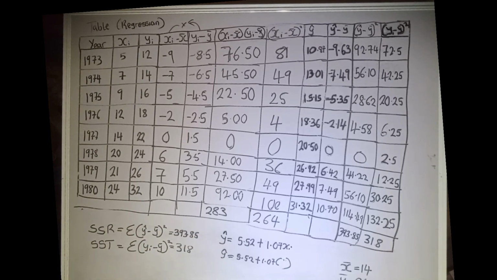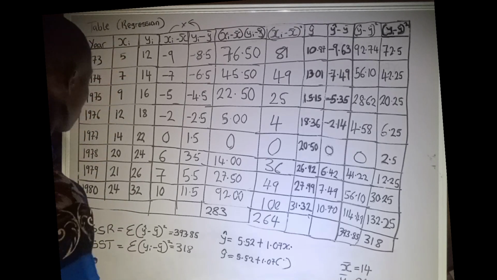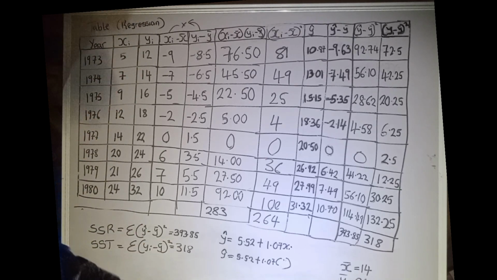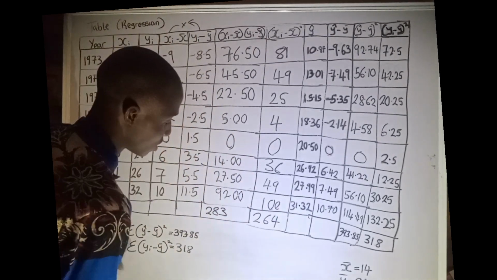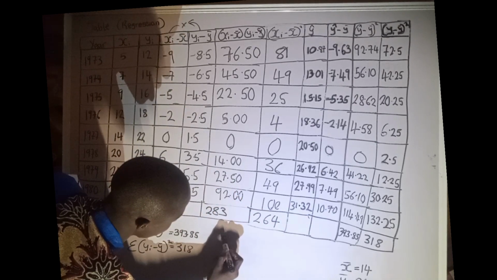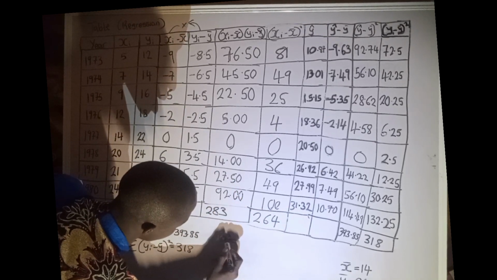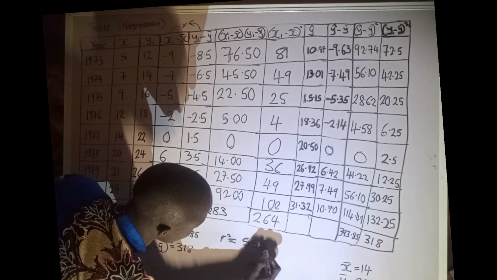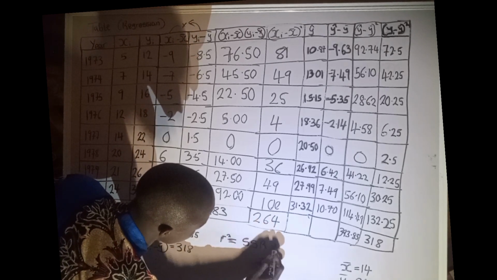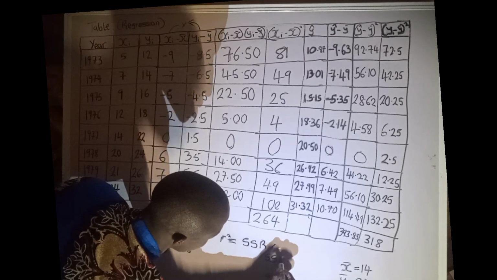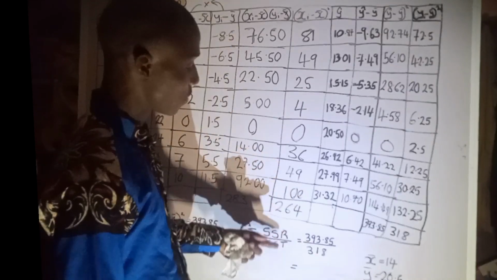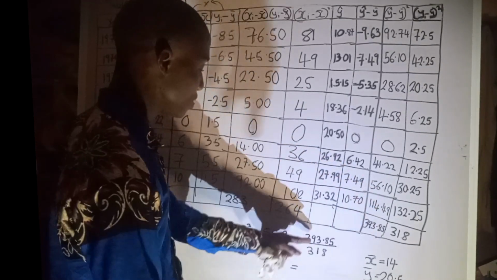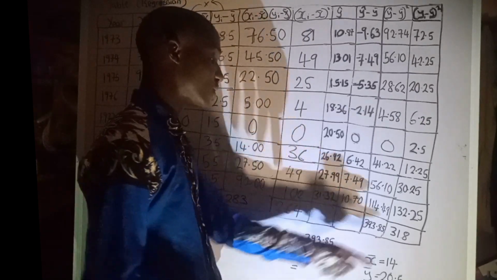Okay. I've already gotten the value of my sum of square due to regression and the total sum of square. The next value I can proceed to calculate is my R square. R square is the coefficient of determination. So let me have this equation cleaned. Therefore, the value of R square is equal to SSR, sum of square due to regression, all over SST, the total sum of square. The sum of square due to regression from our calculation is 393.85, which is this, and the total sum of square is 318, which is this.